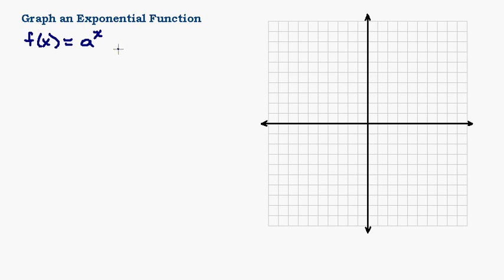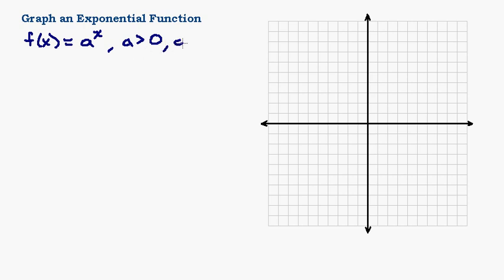A couple little restrictions you want to be aware of is that a, the number that's taken to the variable power, has to be a positive number, greater than 0. We don't want to look at taking negative numbers to a power, because if the power is 1/2, then that means we're dealing with square roots and we get numbers that aren't defined and all kinds of stuff we don't want. So a is greater than 0.